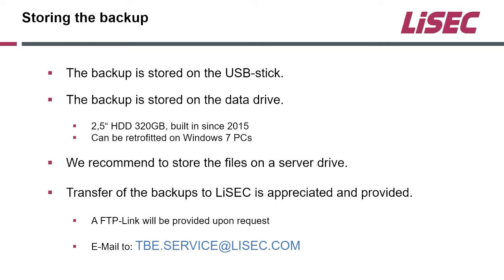Then the backup is also stored on the data drive. The data drive is an additional hard disk in the second slot. So this is not the system disk, because the system disk, containing Windows and all necessary programs to run the machine, is a 32 gigabyte solid state disk, of course, to make it more reliable. And the data disk is a normal hard disk with 320 gigabytes. And on this disk, 10 backups will be stored.